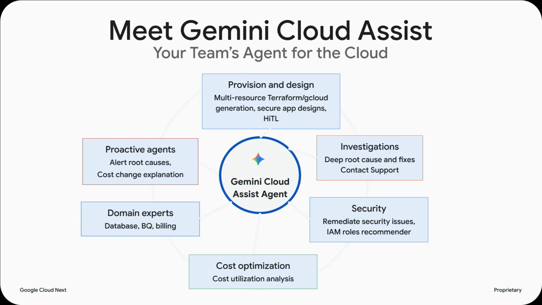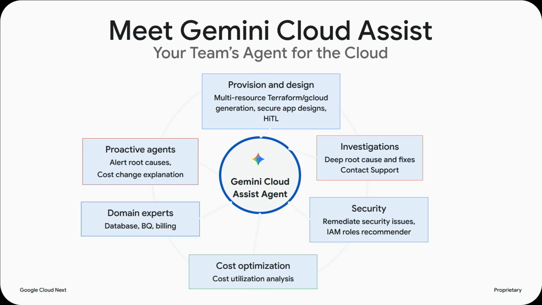Gemini Cloud Assist is your companion in the cloud. It is your team's agent to help you do things like accelerating your app development. You can do design, development, deployment, as well as investigations. Because it's powered by the latest generation of Gemini models and it can access your cloud data, it gives you the ability to accelerate your day-to-day workflows.